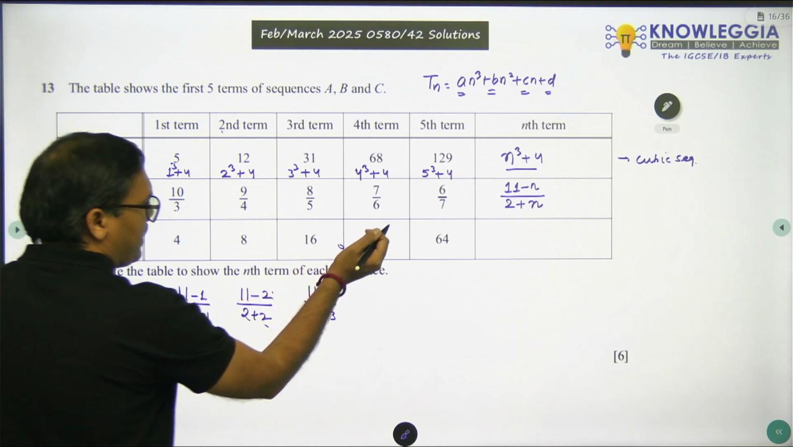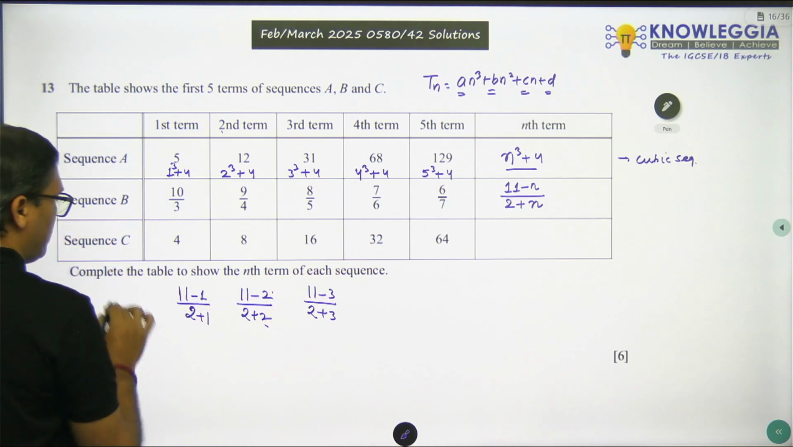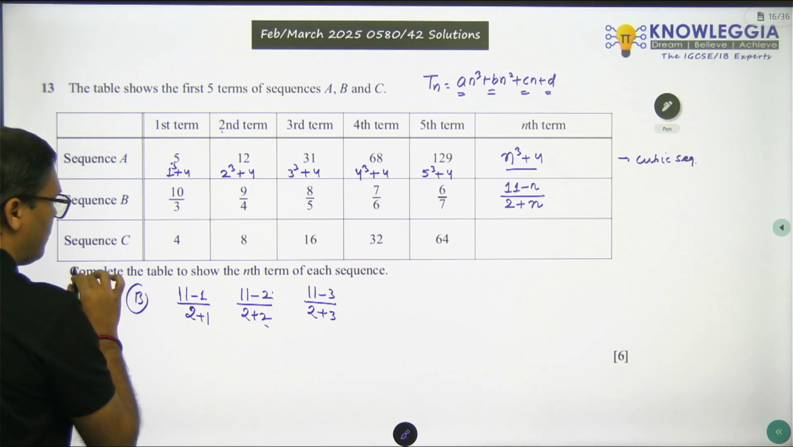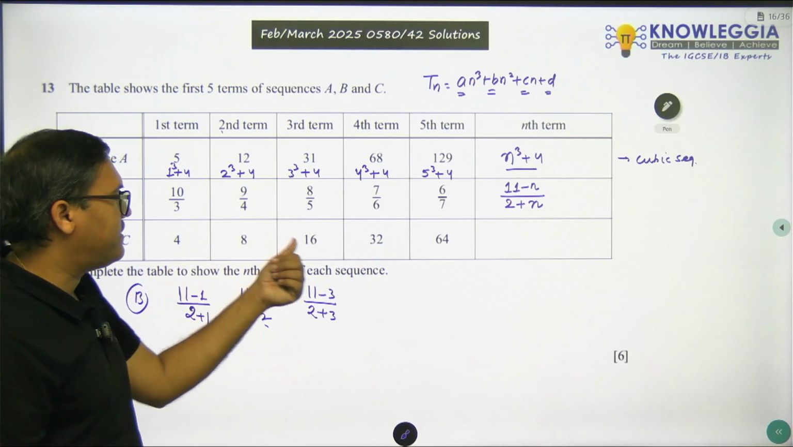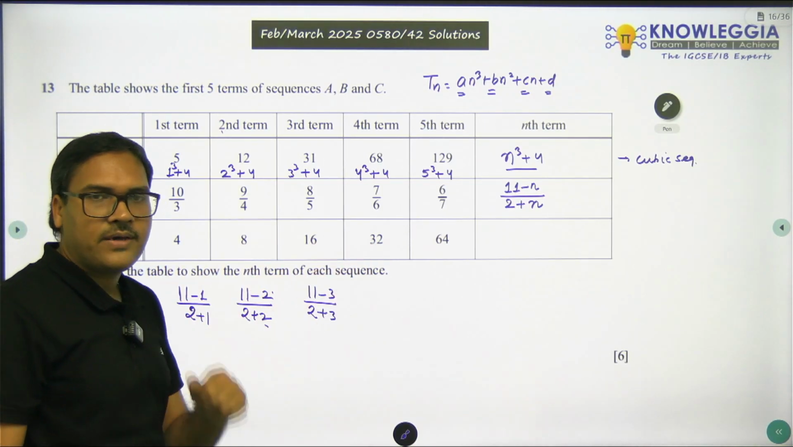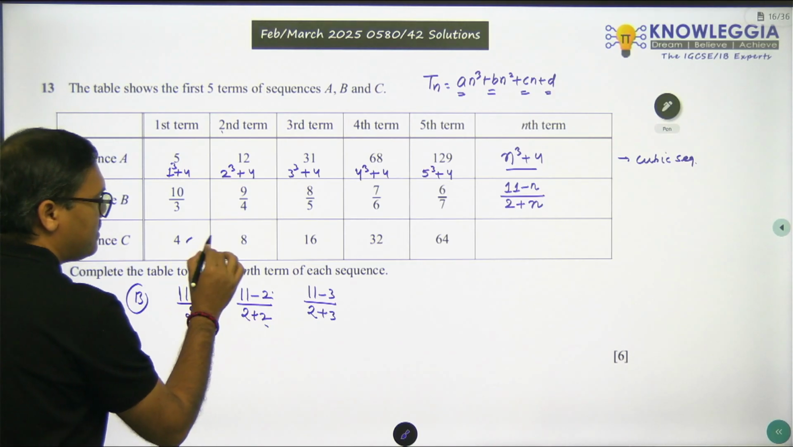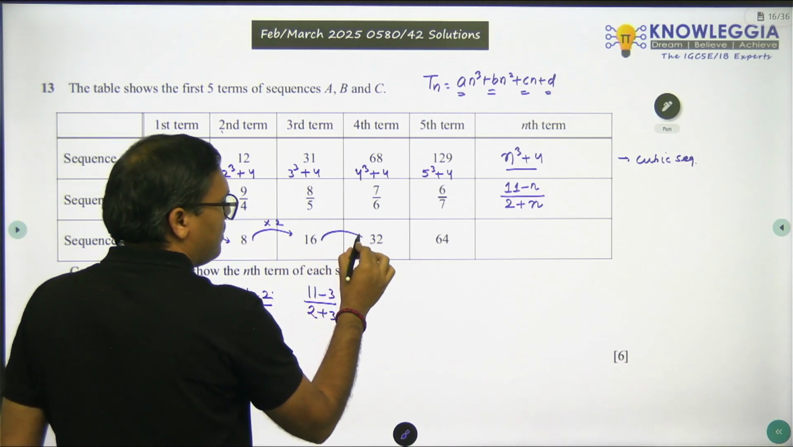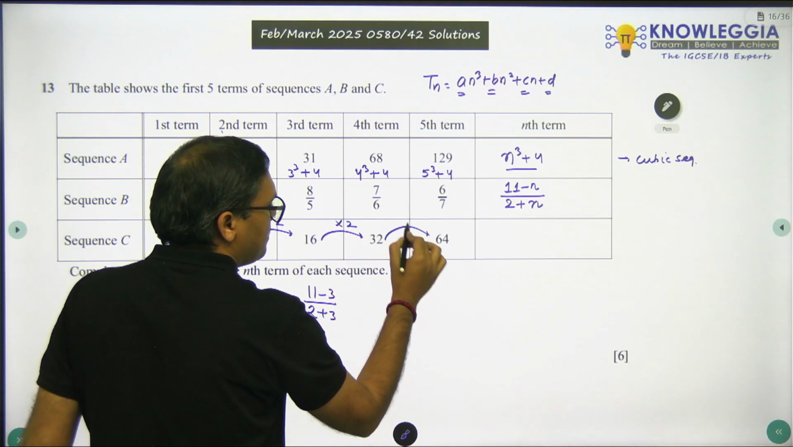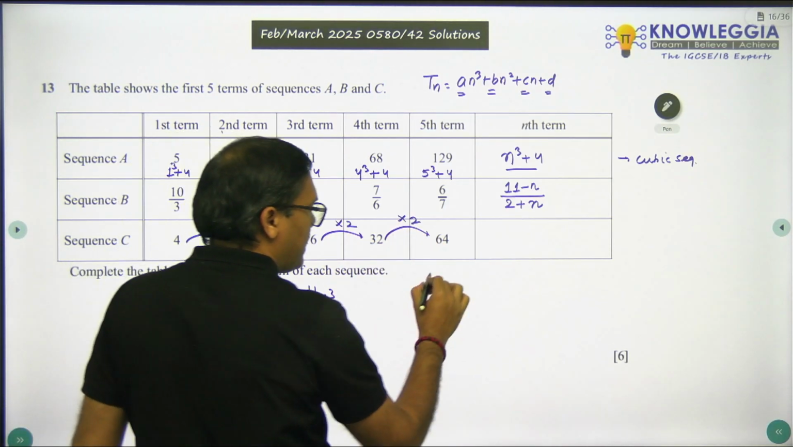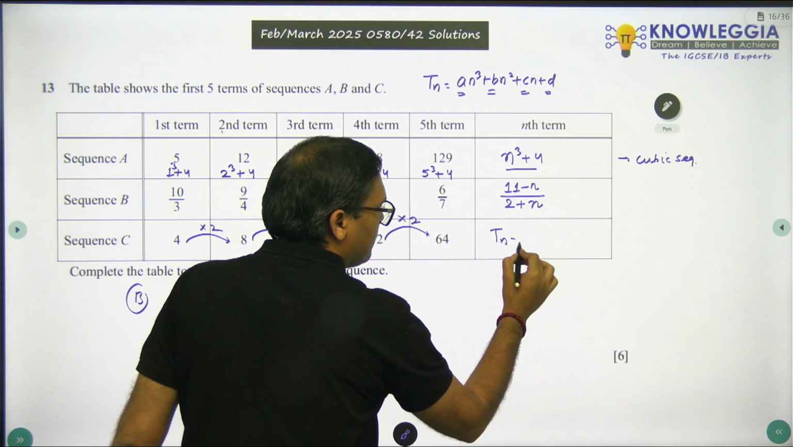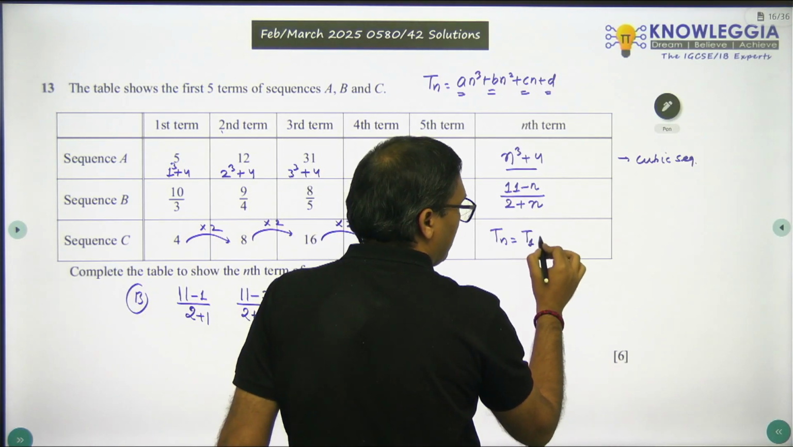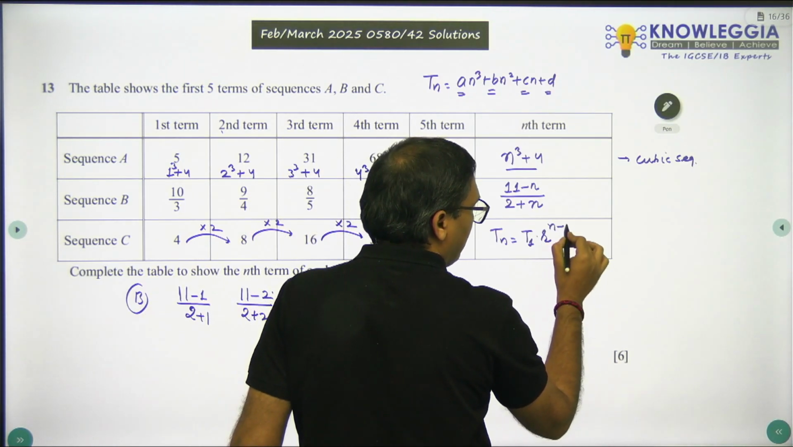Now the next part. So this is for sequence B. Now for sequence C, you can see this is 4, 8, 16, 32. So obviously this is an exponential series, a geometric series. You can see this is multiplied by 2, multiplied by 2, multiplied by 2. So this is a geometric sequence. And for a geometric sequence, what is the nth term? The nth term is the first term into common ratio raised to n minus 1.